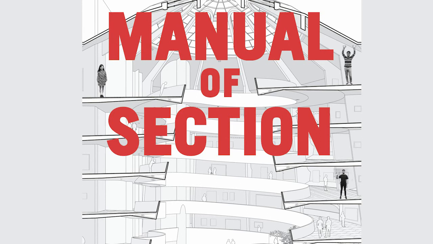I'm Demin. Today we will talk about the book Manual of Section. The book is about different types of sections of architecture. These types usually work as a collaboration and display the complexity and potential of sections.